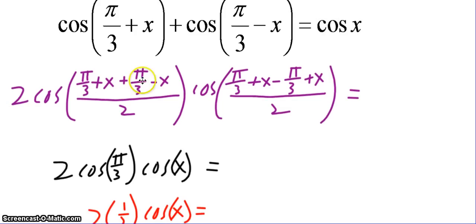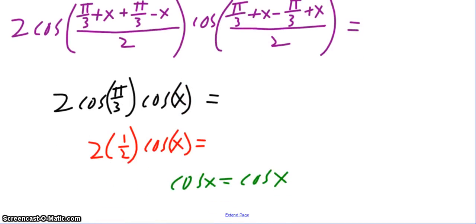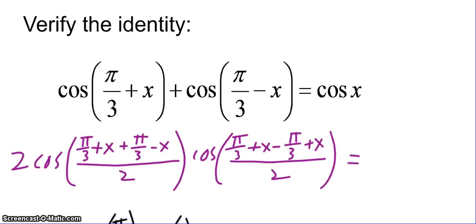The pi thirds plus x plus pi thirds minus x over 2 all simplifies to just pi thirds. Pi thirds plus x minus pi thirds plus x over 2 all simplifies to just x. So I'm left with 2 cosine pi thirds times cosine of x. Cosine of pi thirds is 1/2, so 2 times 1/2 is 1. So I end up with cosine of x equals cosine of x. I do want to point out this is not the only way to verify this identity. Just like with a lot of these problems, and I've mentioned this before, there are other methods you could use. For instance, you could have used the sum and difference formulas here as well, and it'll still work out that you end up with just cosine of x.